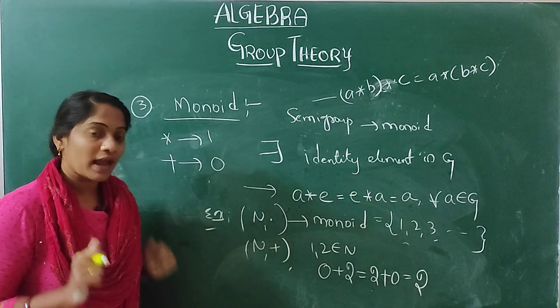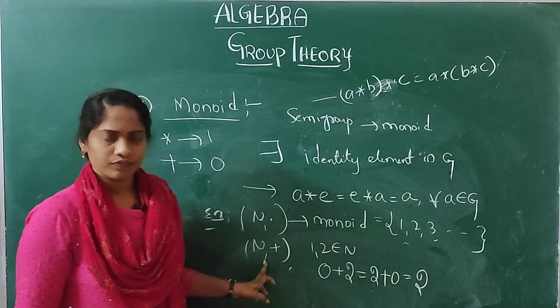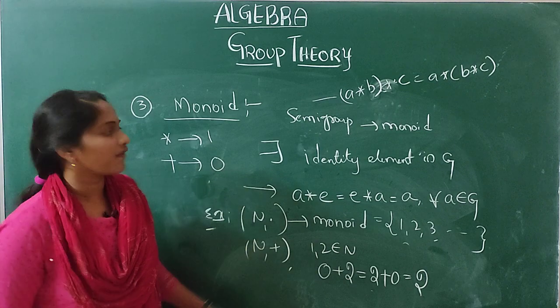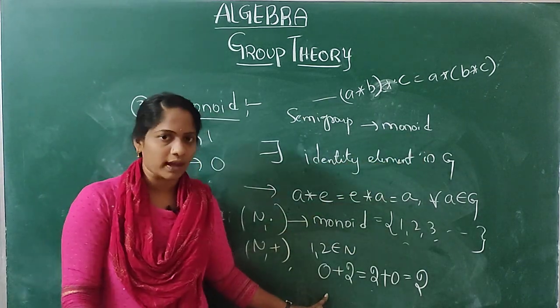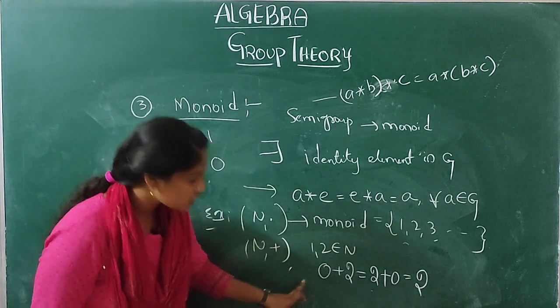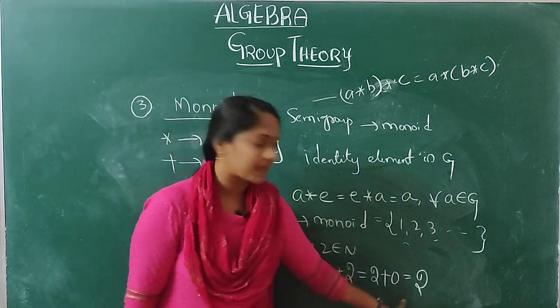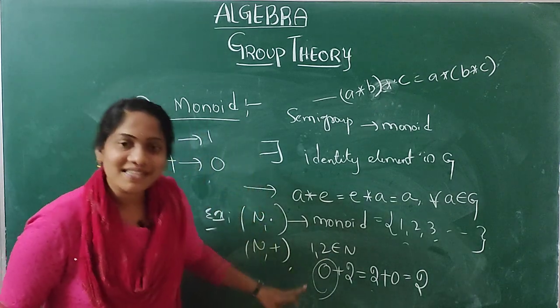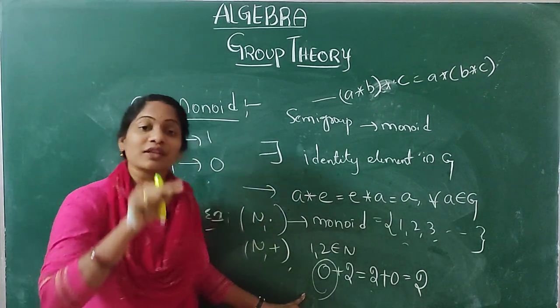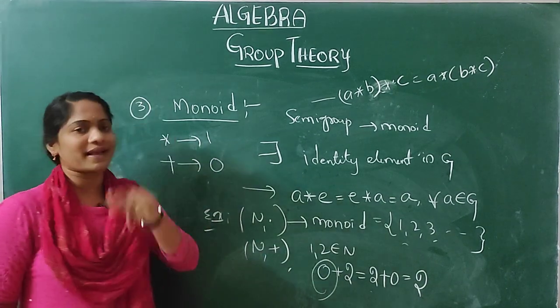Yes. What happened? Yes, this is a semigroup. This is a semigroup and you have to check whether it is a monoid or not. So the property is getting satisfied. Okay, what is that property? Identity into element, element into identity equal to element. Yes, 0 is the identity. 0 is the identity with respect to the binary operation plus.